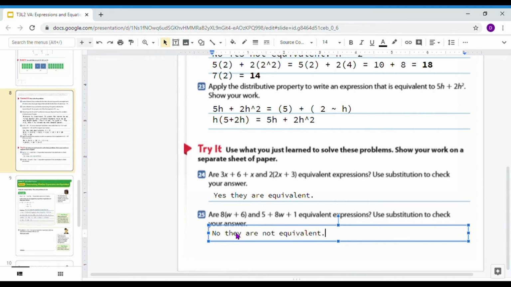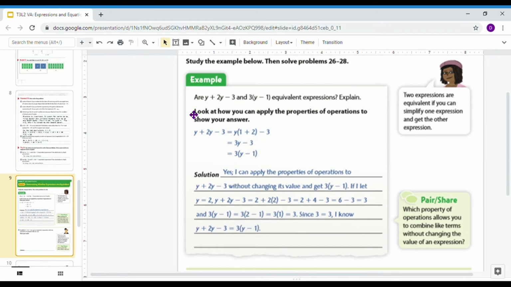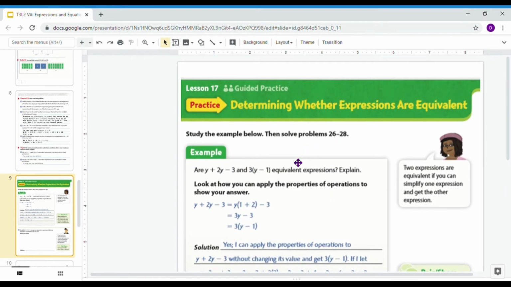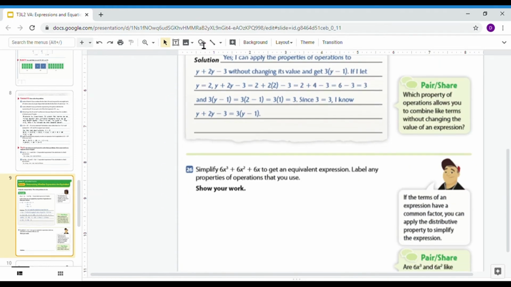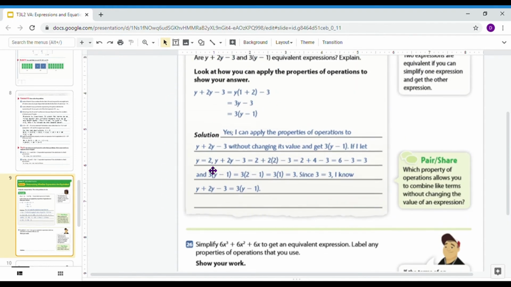Reminder that if you substitute the same number in for both expressions, and the answer is the same, then they are equivalent. If the answer is different, they are not equivalent. So again, these are going to be our guided practice of determining whether expressions are equivalent. Here is an awesome example to always return to if you need to.